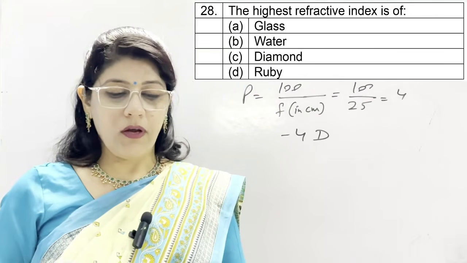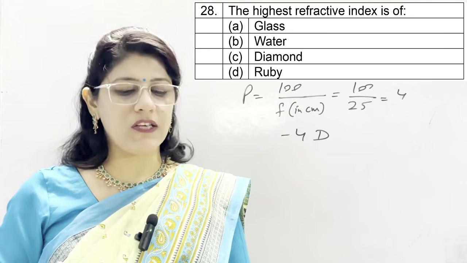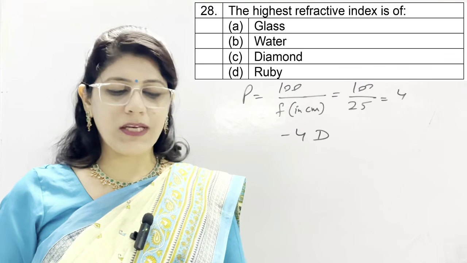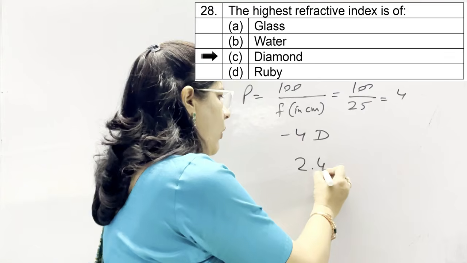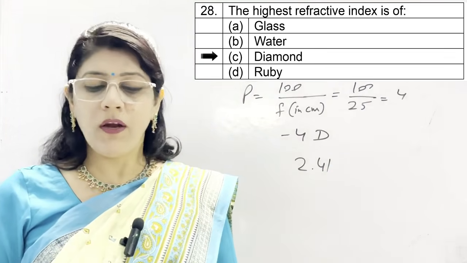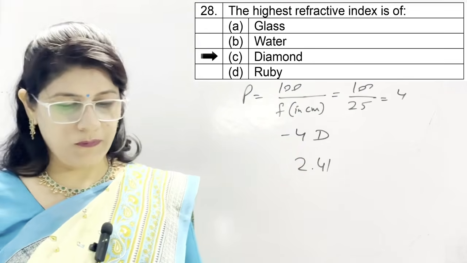Question number 28. The highest refractive index is of. Option A is glass, B is water, C is diamond and D is ruby. And the correct option is C, which is diamond. We know the refractive index of diamond is 2.41. It means light travels 2.41 times faster in air than in diamond.